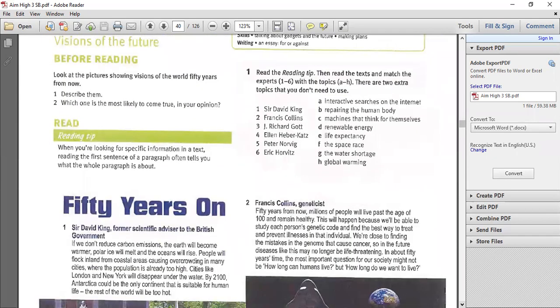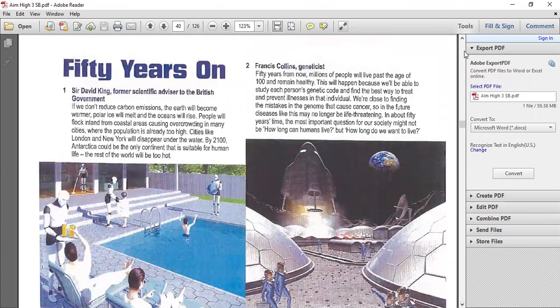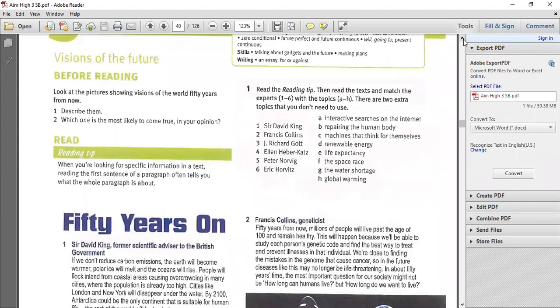Now let's answer number 1. Question number 1, page 40. Read the reading tab, then read the texts and match the experts with the topics. There are 2 extra topics that you don't need to use. Number 1, Sir David King. What is the topic of Sir David King? That he will reduce the carbon emission. Okay, what is the topic? Match. H, global warming.